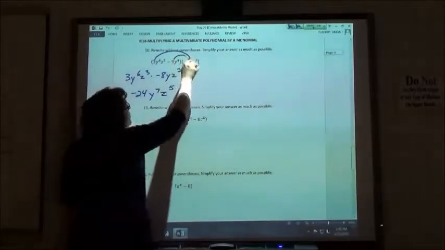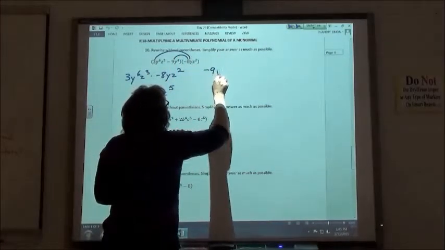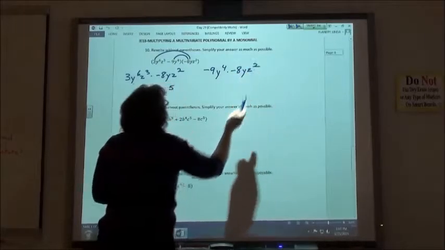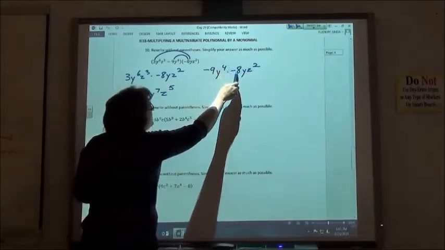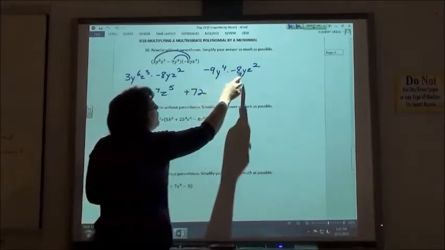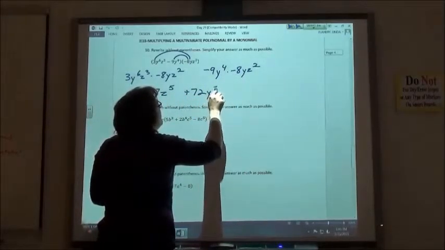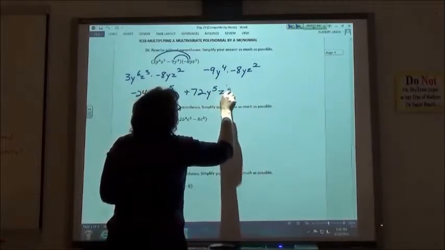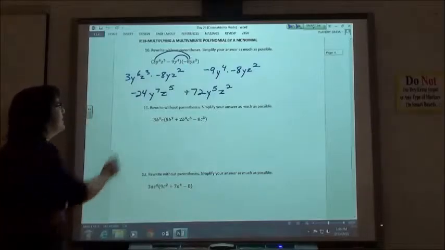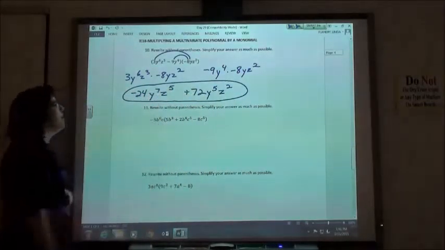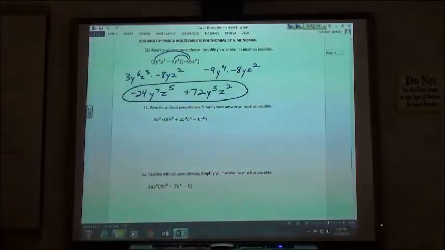And then I'm going to multiply those two terms together, so 9y to the 4th times negative 8yz squared. A negative 9 times a negative 8 is a positive 72. Y to the 4th times y is y to the 5th. And even though that doesn't have a z, this has a z squared, so I'm still going to have the z squared on the end. So negative 24 y to the 7th, z to the 5th, plus 72 y to the 5th, z squared.